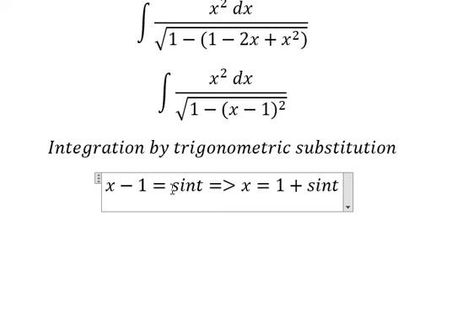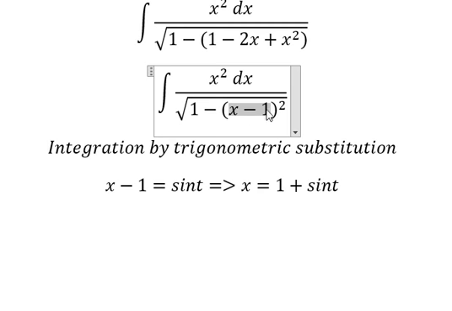So why do I need to choose s minus 1 equal to sine t? Because if I put this one here, we have sine t square. Number 1 minus sine t square, we change by cosine t square. And later we simplify by dx.